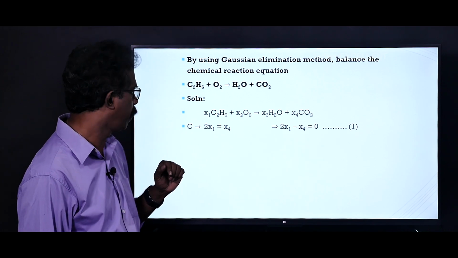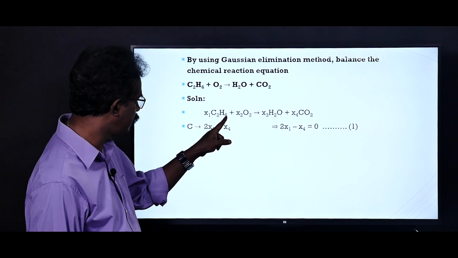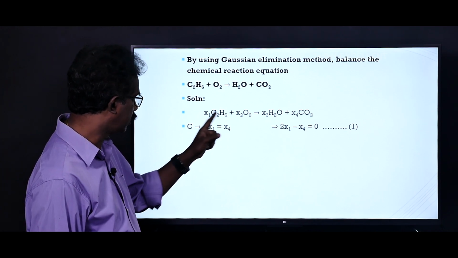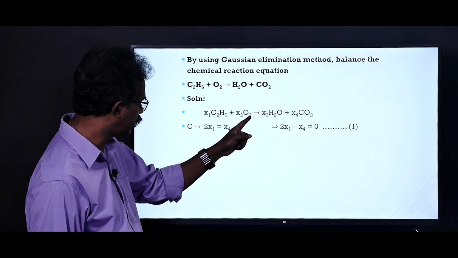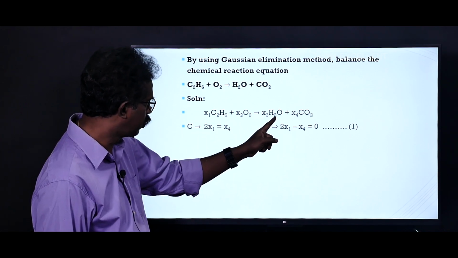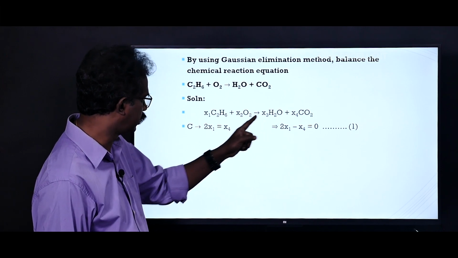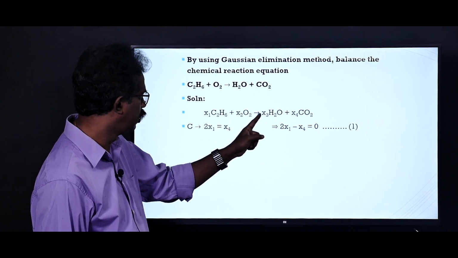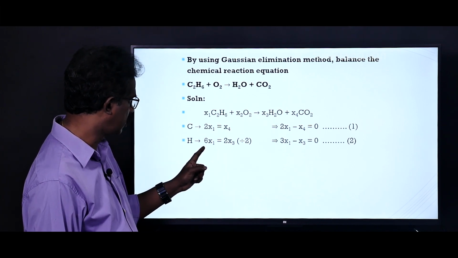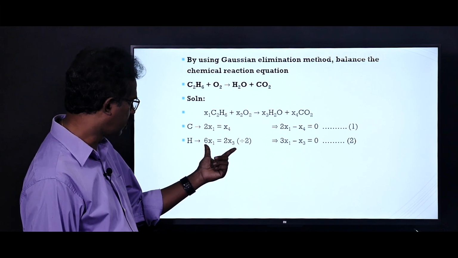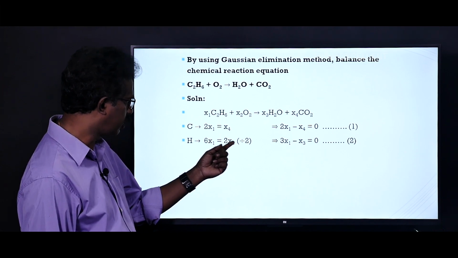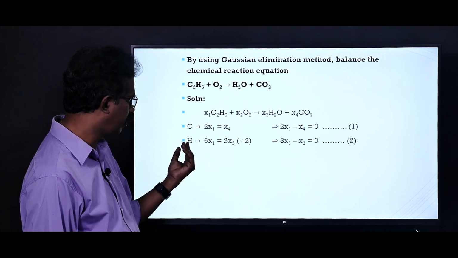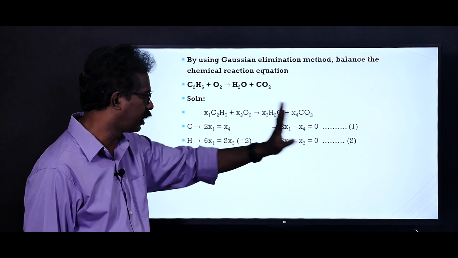Next for hydrogen. See the coefficients, here 6 atoms, outside x1. So 6x1. Hydrogen we take 6x1. Here H is not there, here H is there, 2x3. So 6x1 is equal to 2x3. 2 is common, you can divide. When you divide by 2, 3x1 equal to x3. Bring it to the left side. 3x1 minus x3 equals 0, second equation.